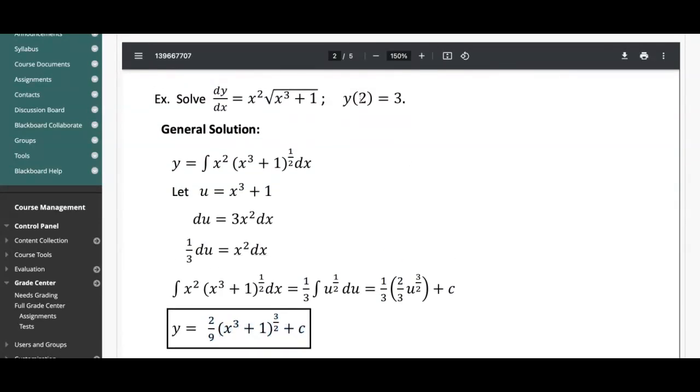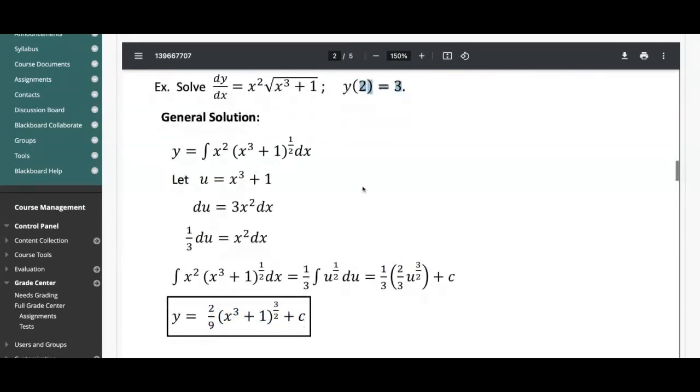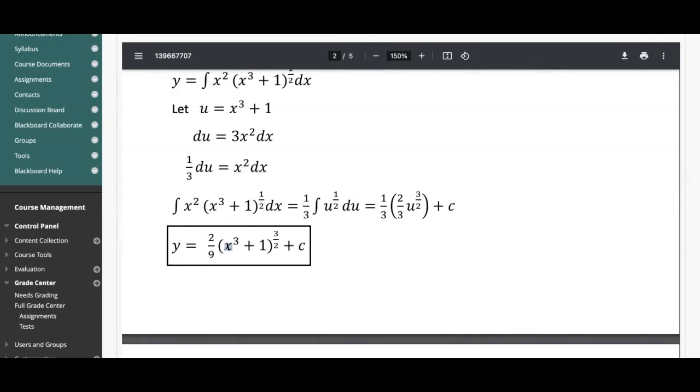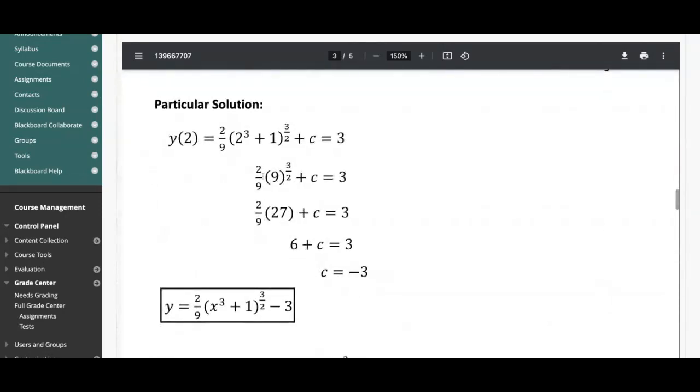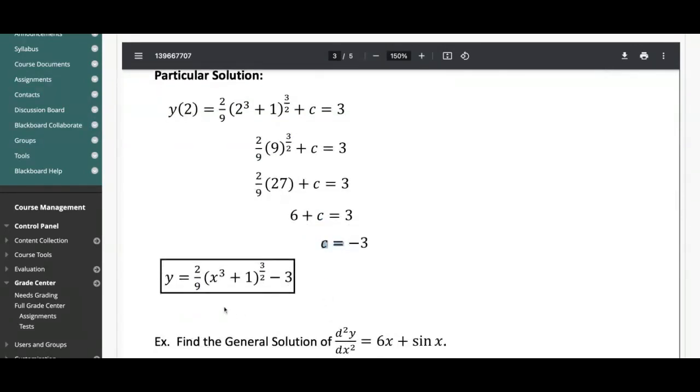And with the initial condition, we're given this point, (2, 3). We substitute in 2 for x, 3 for y. We can solve for c. So we get a unique solution. Okay, solve for c equals -3. So we get a unique function as a solution to the given differential equation with the initial value. So that's it. So g of x in this case is just this, 2/9 of (x cubed plus 1) raised to 3/2 minus 3.